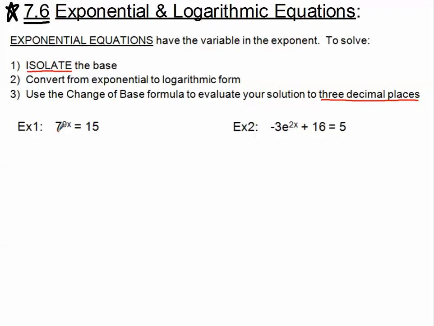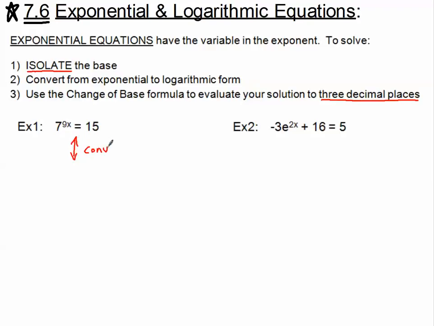Example 1, we have 7 raised to the 9x power equals 15. This is an exponential equation because the variable that we're looking for is in the exponent. Our base is 7 because that's the number being raised to an exponent, and since it's already by itself, we've already isolated it. So our next step is to convert.